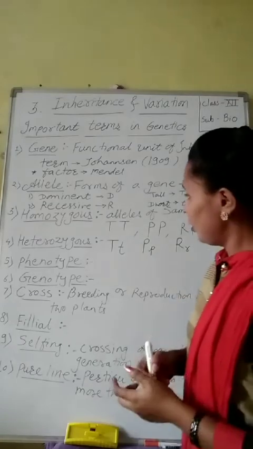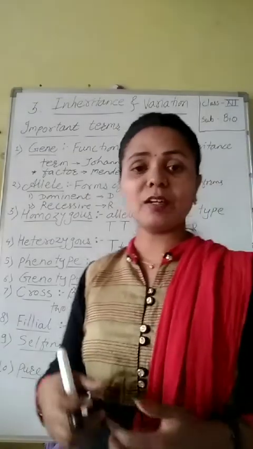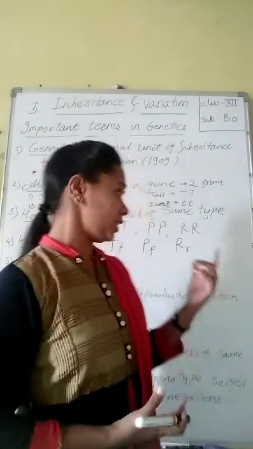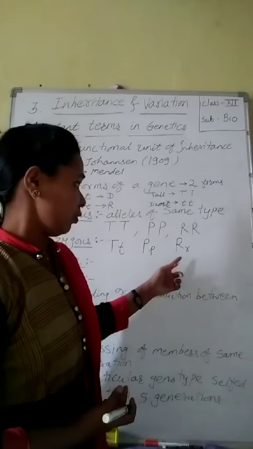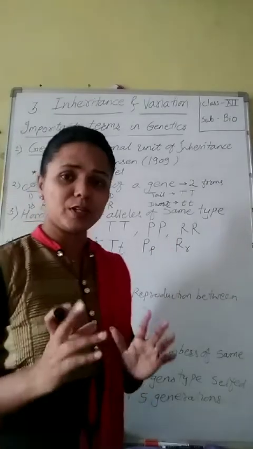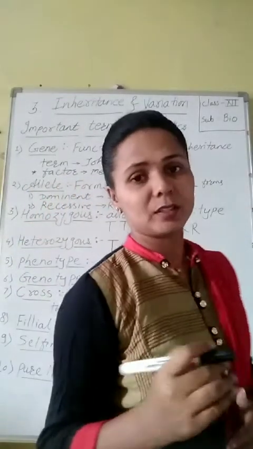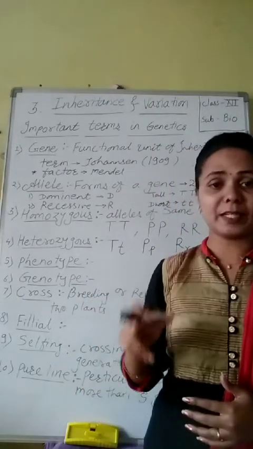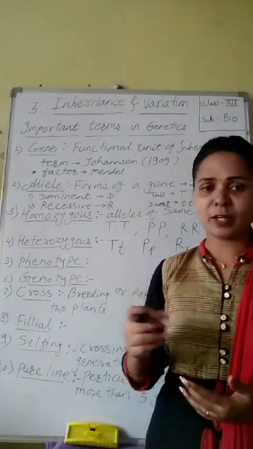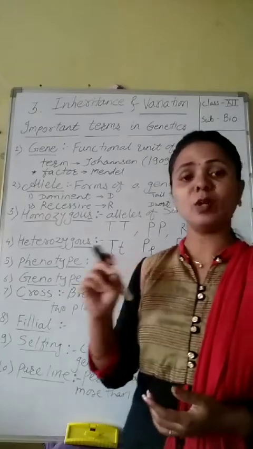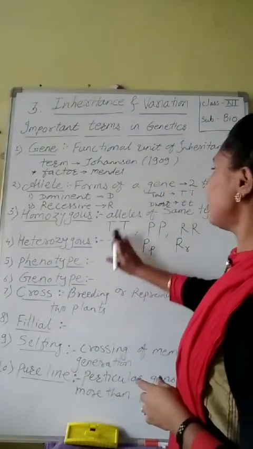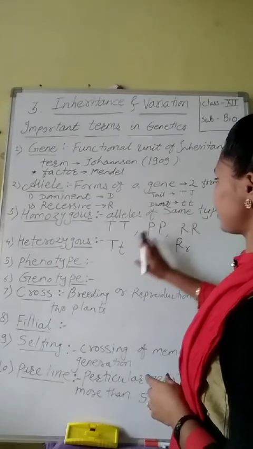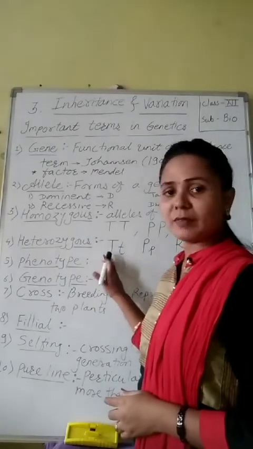Okay. In genetics, whenever we are using contrasting characters, we are using the same alphabet but in lower case. For example, if we are using the word round, for that dominant character we are using capital R. But for wrinkled we are not using W. We are using the lowercase r. Okay. So this is about heterozygous, alleles of different types, means one is dominant, another one is recessive.